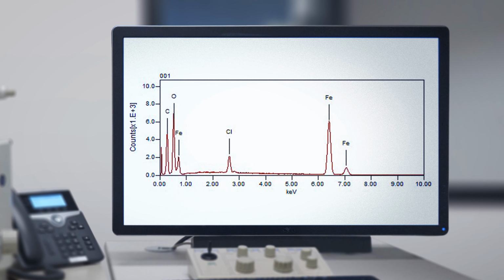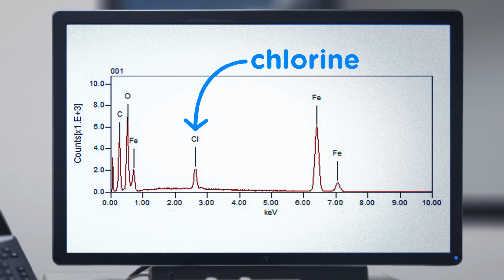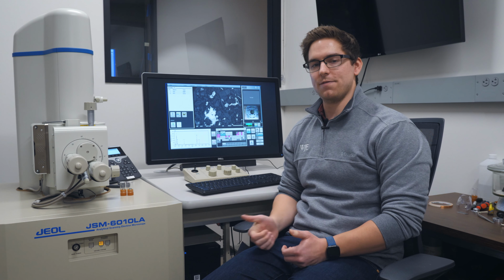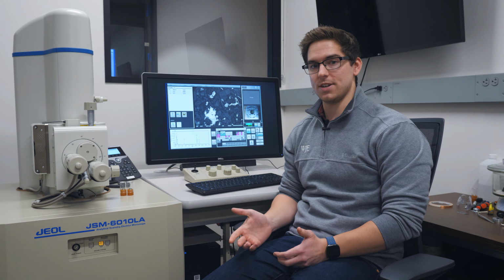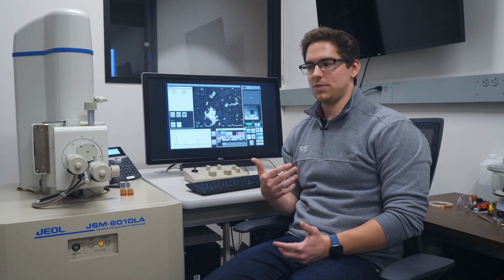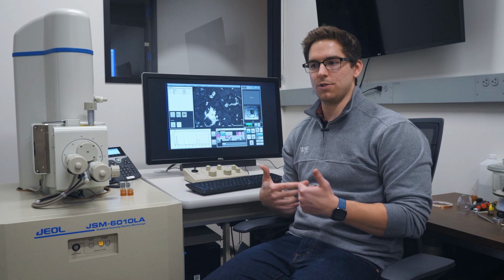So this is our deposit sample that I put in earlier, and as you can see, we're seeing a little chlorine peak, which indicates that there may have been some kind of acid like hydrochloric acid or other corrosive substances present. So we can take this information and include it in our report to the client, where they can do a more thorough evaluation of where this potential corrosive substance could be coming from and potentially prevent it from happening in the future.